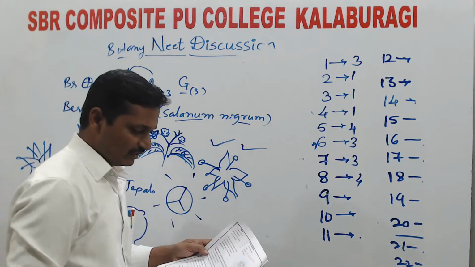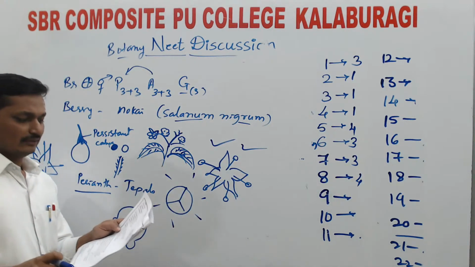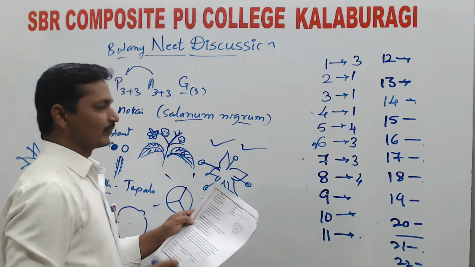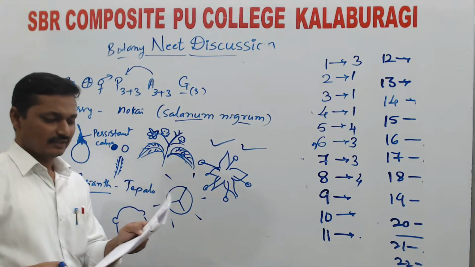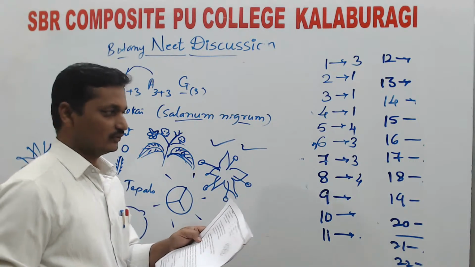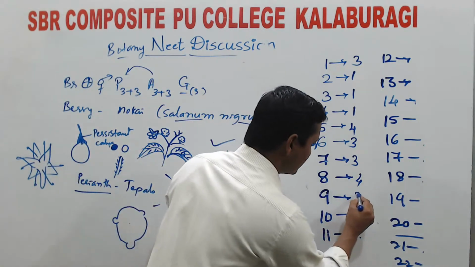First option, only statement 1 is correct: it is wrong. Second one, only statement 2 is correct: it is also wrong. In the third option they gave both statements 1 and 2 as correct. So for question number 9, the third option is correct.